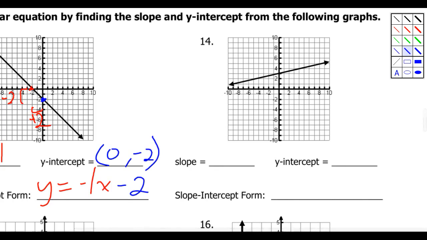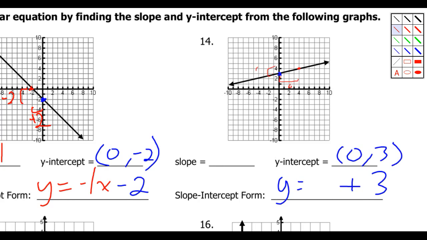So 14. The first thing I want to immediately notice is my y-intercept is 3. 0, 3. So when I get down to my equation, I'm going to have a plus 3. y equals something x plus 3. Now I need another point. How about 4, 4? 4, 4 looks pretty perfect to me. The rise is 1, the run is 4.